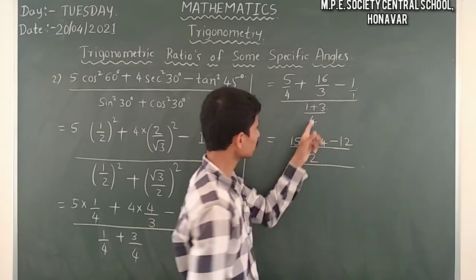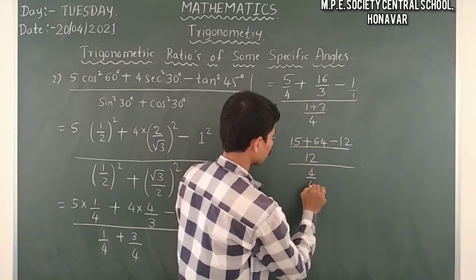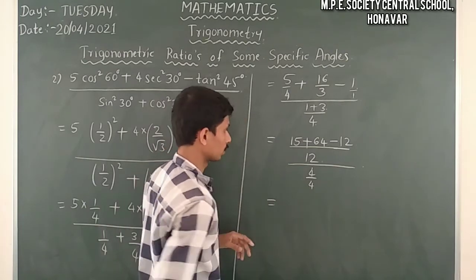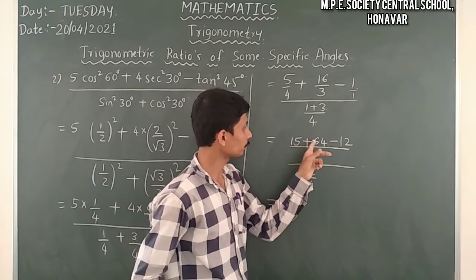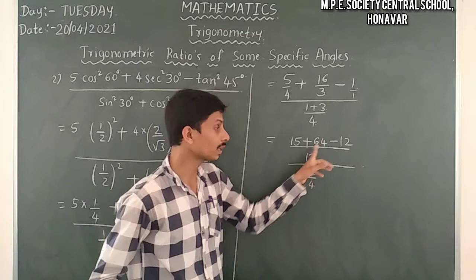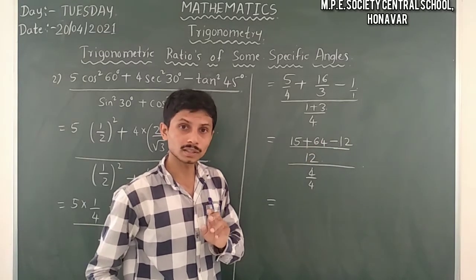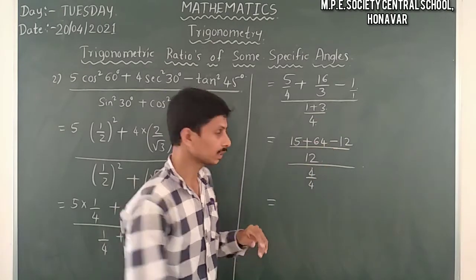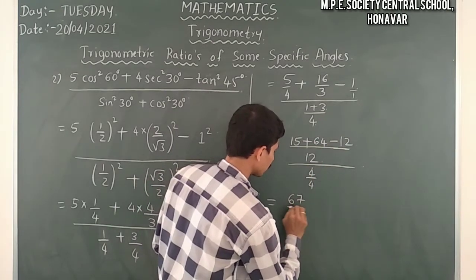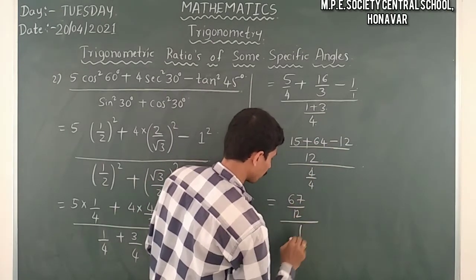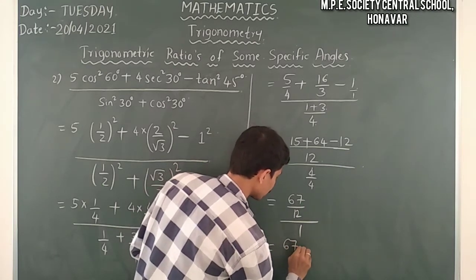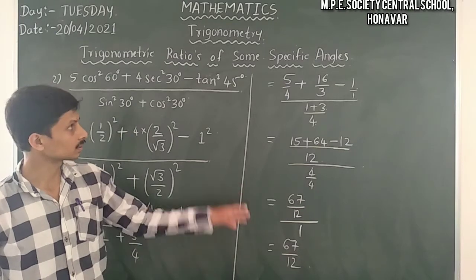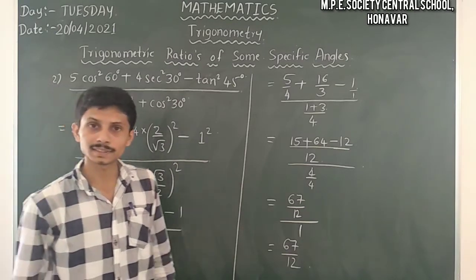And here what happens? 3 plus 1 is 4, divided by 4, so both cancel, and 1 remains. Then 15 plus 64 minus 12. 15 minus 12 means 3. So 3 plus 64 is 67 divided by 12, whole divided by 1, is equal to 67 divided by 12. That is the answer. So the answer of this problem is 67 divided by 12.